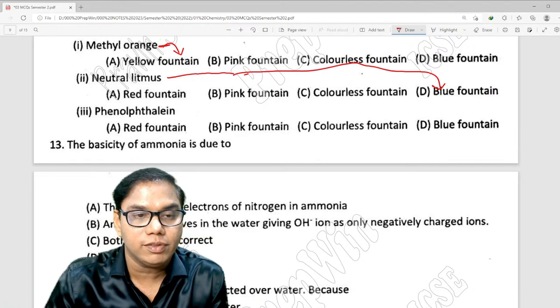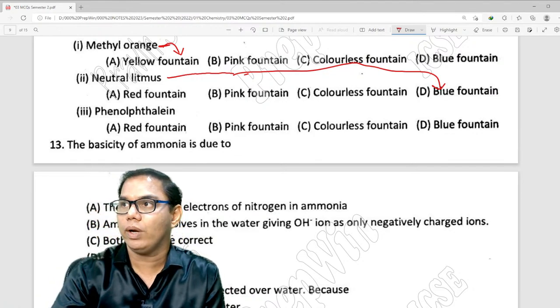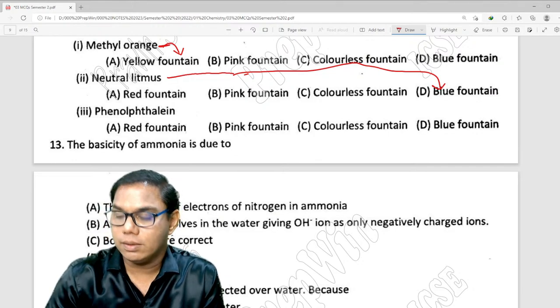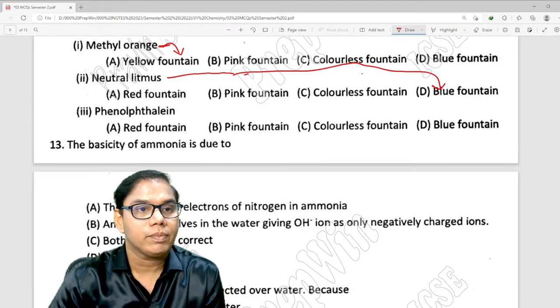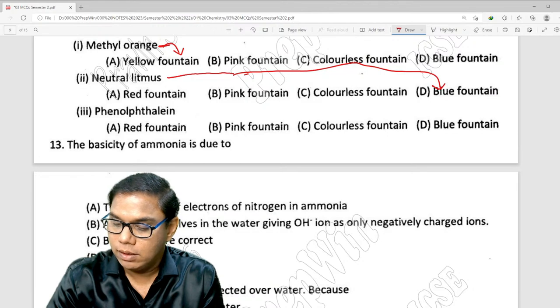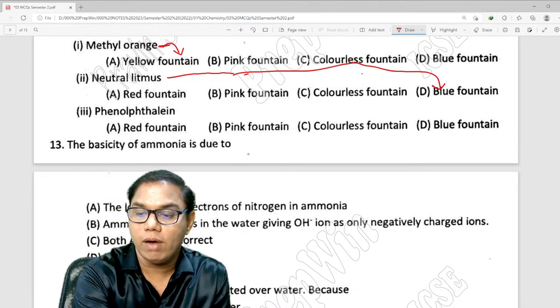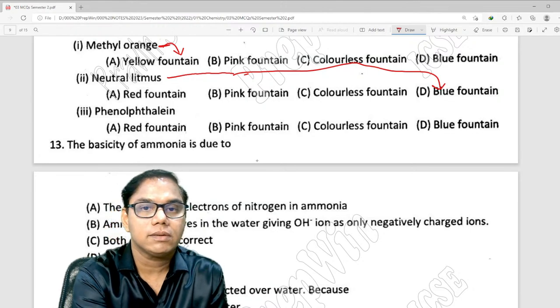What about phenolphthalein, which is originally colorless? What will be the change by the base? Base will change it to what? Phenolphthalein in base.